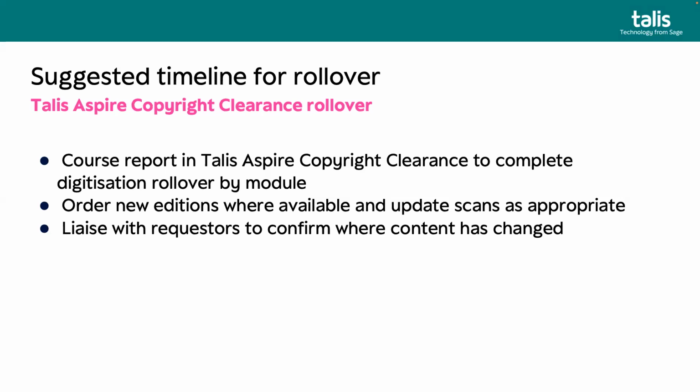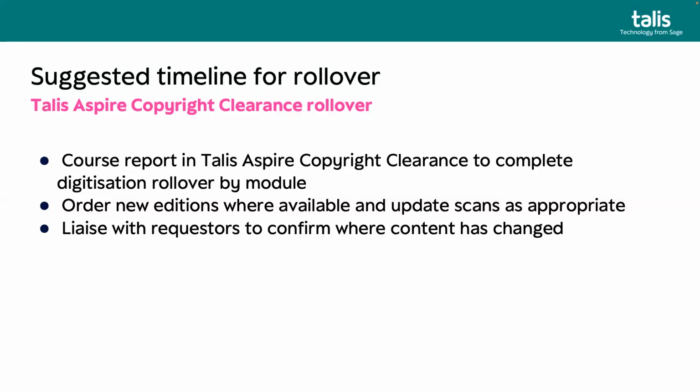So, suggested timeline would be something like this. I think Andrew already mentioned this from Worcester. They actually export a course report from Talis Aspire Copyright Clearance, and they work through it module by module. Here are the rollovers we are going to need to do. Obviously, as you're working through those, things will be highlighted. So, okay, maybe we need to order new editions for some of these, or maybe we need to update a scan or whatever. Where you have got things like, this has been deleted from a list, or you have identified there's a newer edition, you may need to liaise with your teaching staff to say, okay, what's the way forward here?